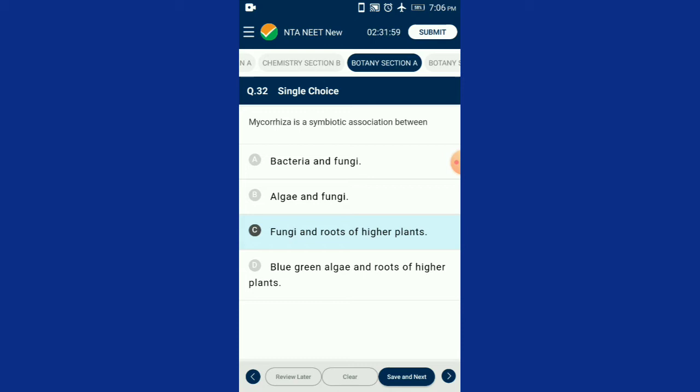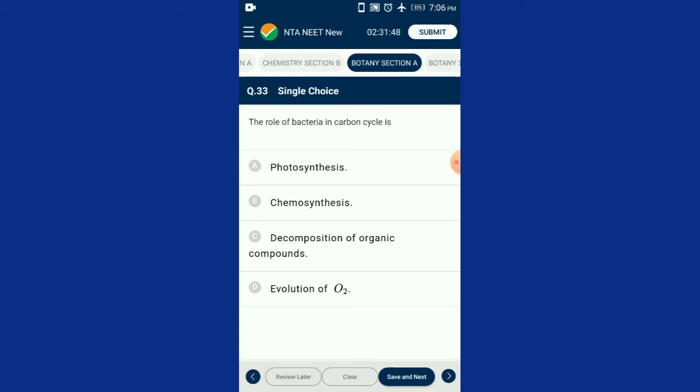Question number 33. The role of bacteria in the carbon cycle. Bacteria are decomposers that break down organic compounds. They decompose plant and animal waste products and return carbon back to the environment. So the answer is option C, decomposition of organic compounds.